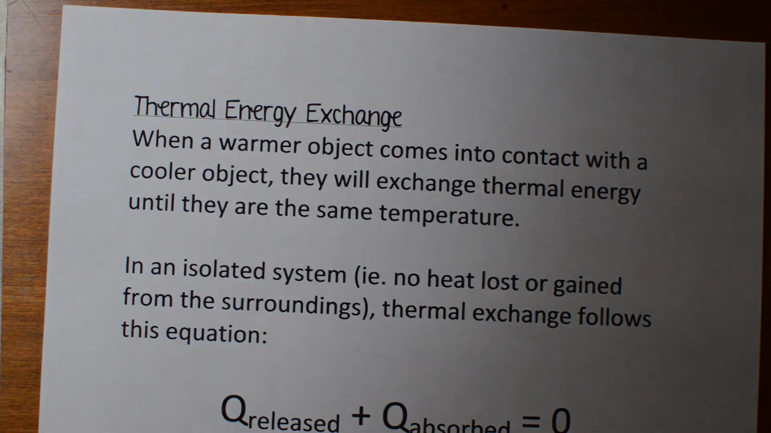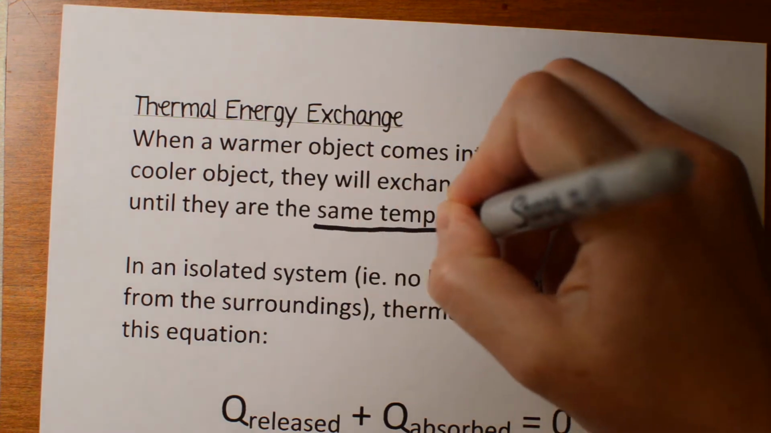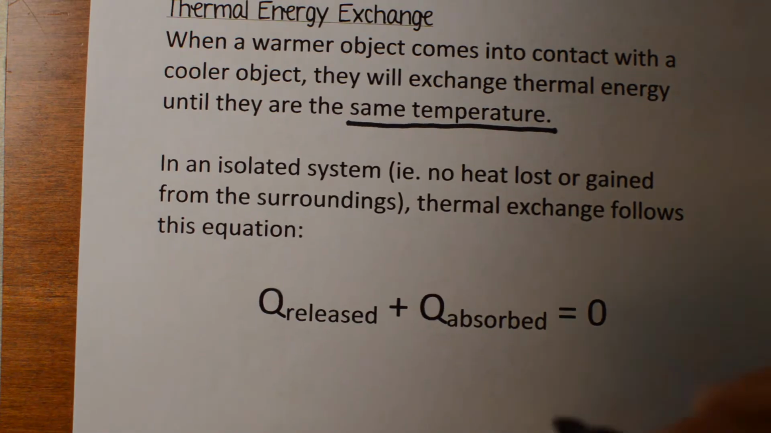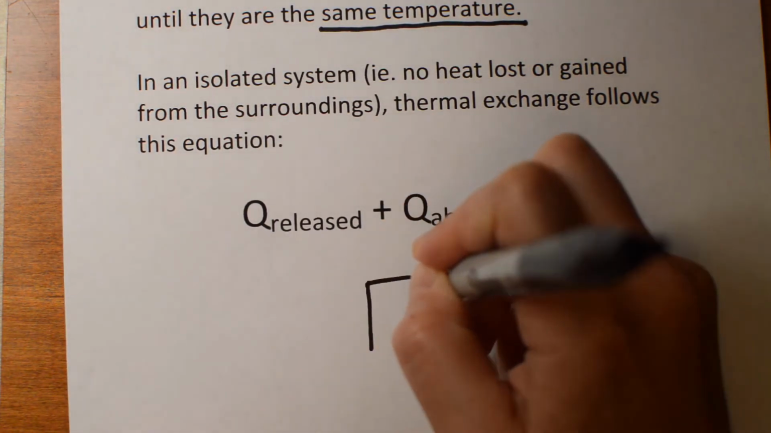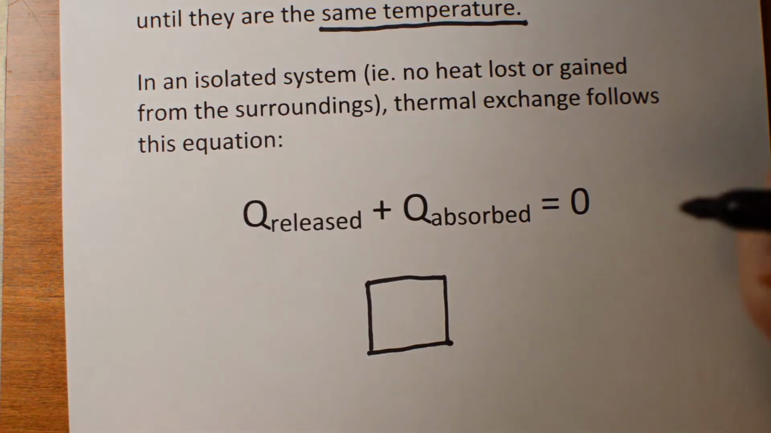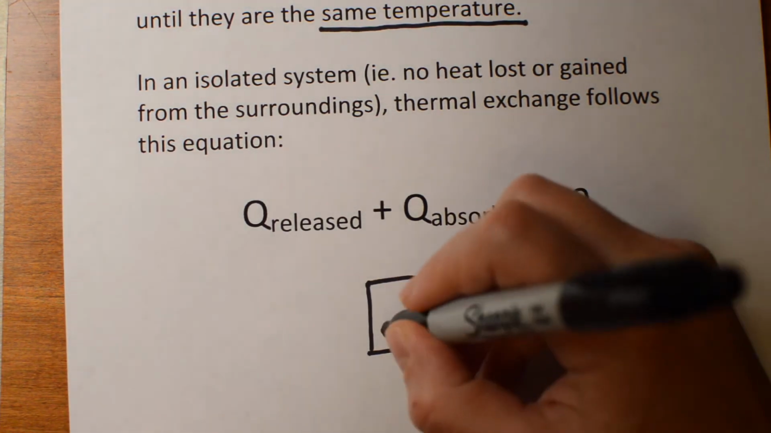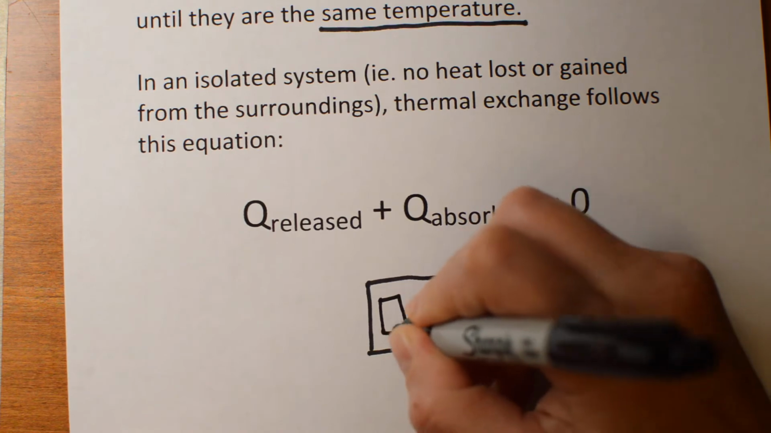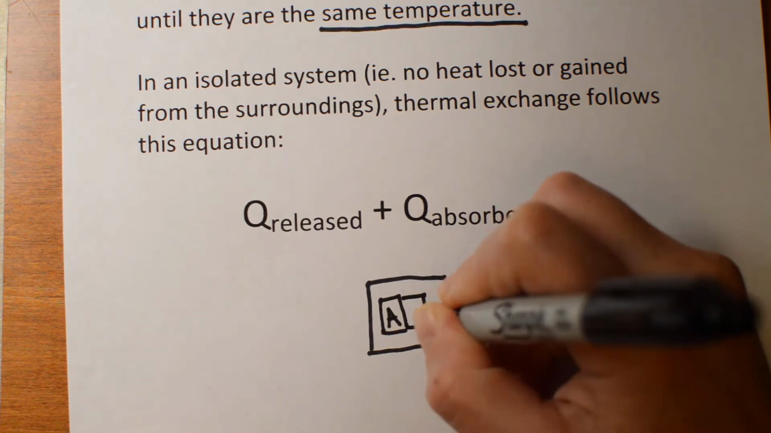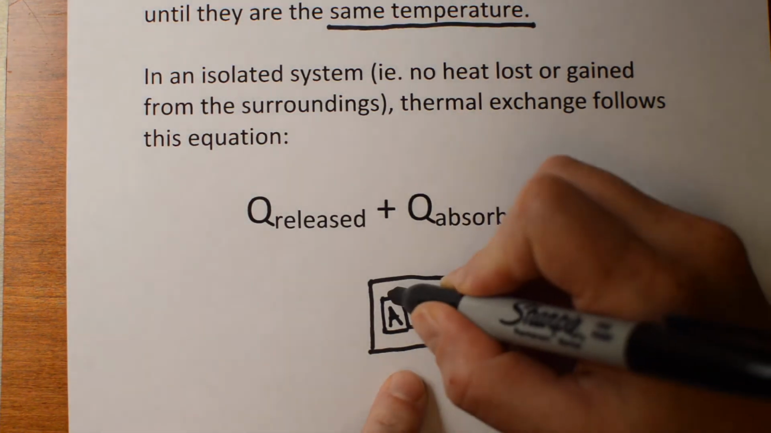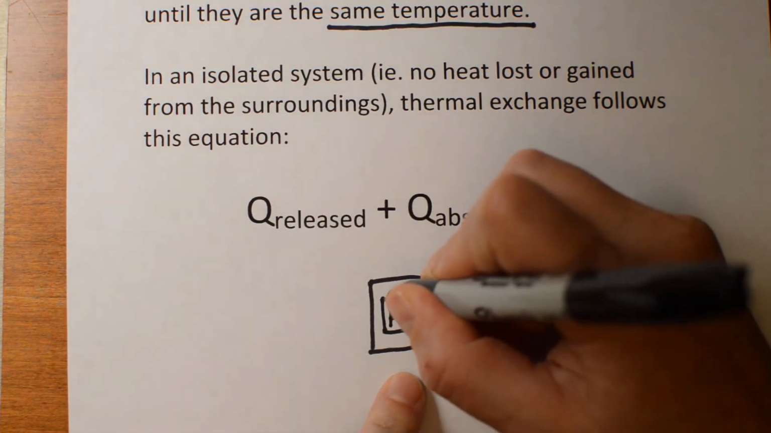So when a warmer object comes in contact with a cold object, the two are going to exchange thermal energy until they reach the same temperature, thermal equilibrium. So if you have an isolated system, where everything is insulated, then there's going to be no heat lost from the system, no heat gained from the system. You have object A in here, and object B. Maybe object A is really hot, object B is cold, then there's going to be some Q released, some heat released from object A.